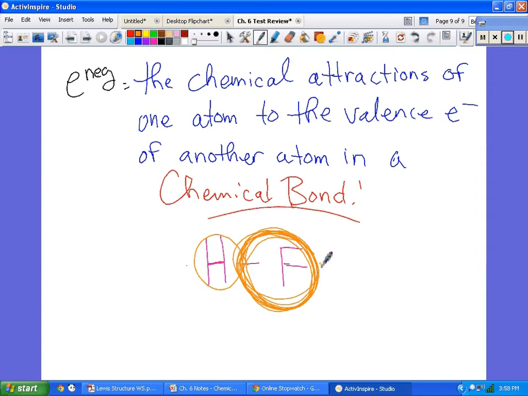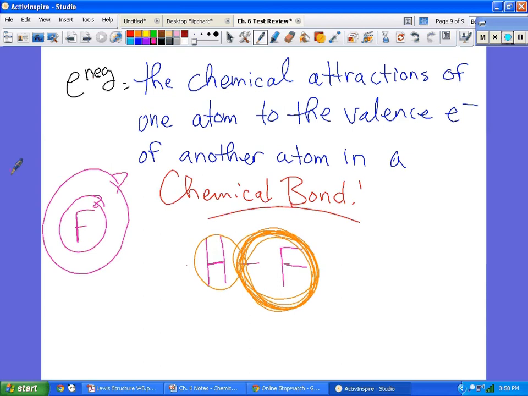Because I'm not talking about how attracted F is to its own electrons. That is electron affinity. What does affinity mean? That's the love of its own electrons. Electronegativity is when it's in a chemical bond. That's the difference. Somebody asked last time, what is the difference between affinity and electronegativity, because they're kind of the same. Electronegativity is in a bond. Affinity is within an atom itself. It's how much you love yourself. Okay? All right. The next bullet.